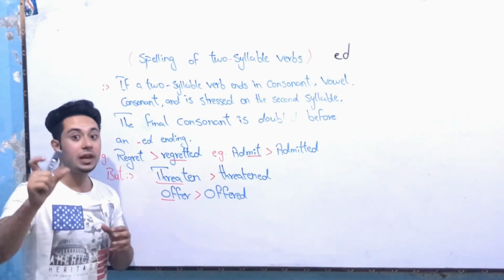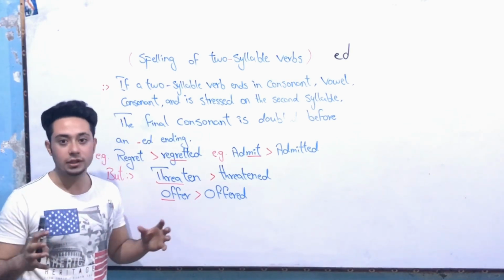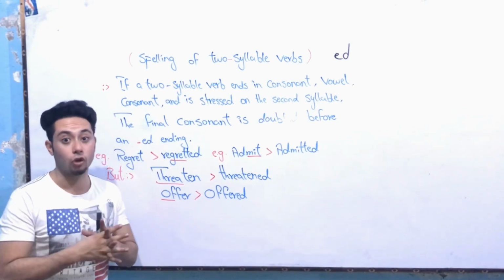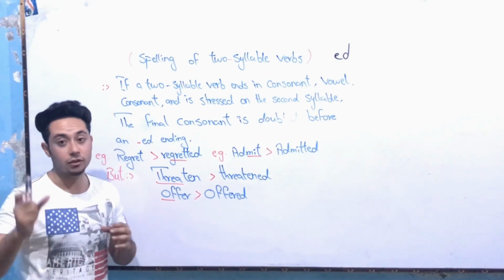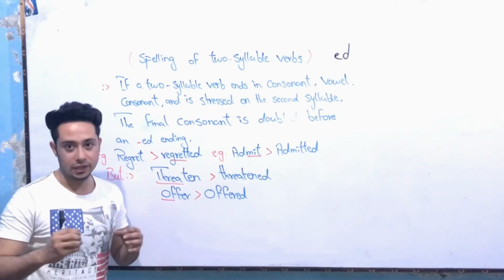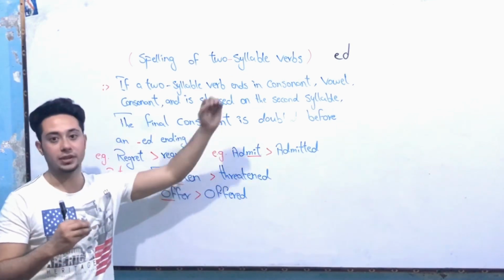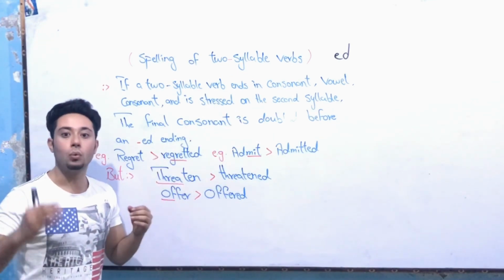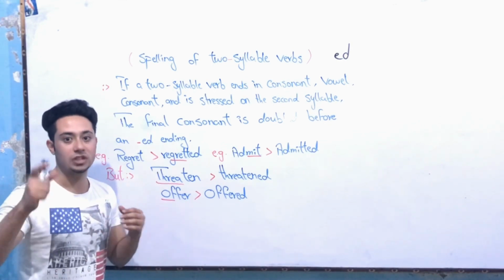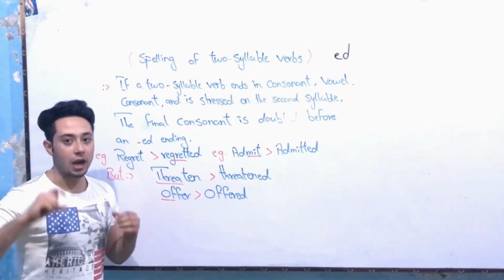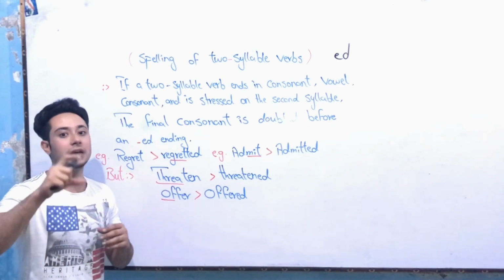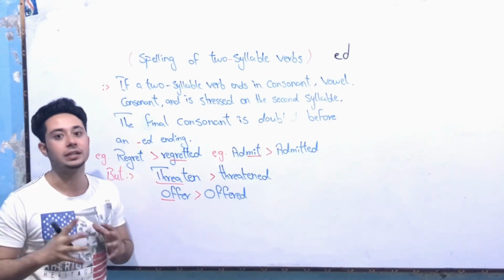My dear all friends, it's really worth mentioning: we cannot double all the consonants at the end of our verbs before adding an ED. There is something more. When those two-syllable verbs end with consonant plus vowel plus consonant, then we can double the consonant at the end and add an ED. The second step is when you discover that the second syllable is stressed, then you can double the consonant and add an ED at the end of your verb.